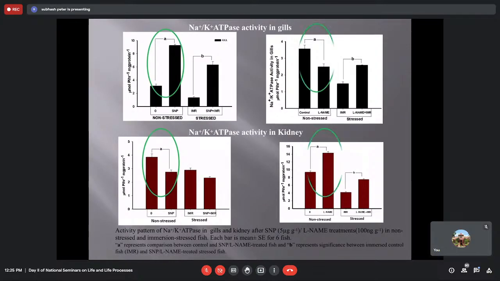What we see here is the rate of activity in the gill and kidney of fish treated with both SNP and L-NAME, where we have a differential regulation. One is providing the NO, the other is not providing it here, and at the same time it is providing it there. So in the gill it is upregulated, but in the kidney it is downregulated. That's the reason why we need to take specific organ systems together to give an account of how it actually operates. And this is a recovery process that you see here.